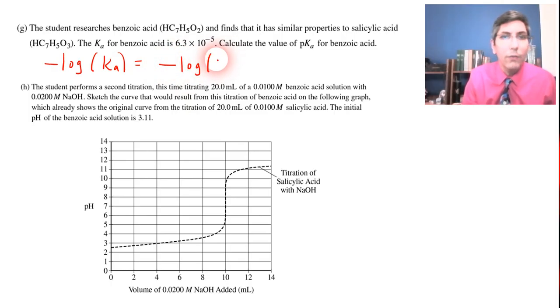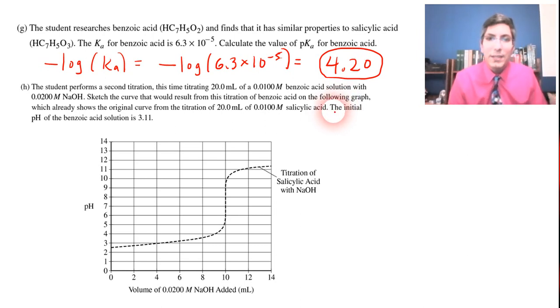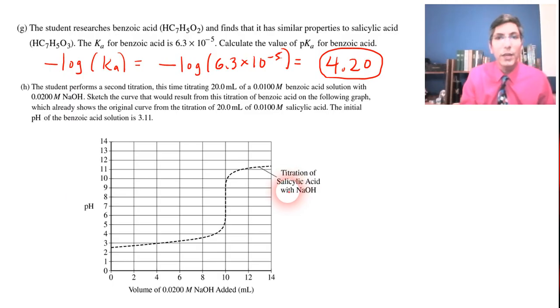So negative log of 6.3 times 10 to the negative fifth. You calculate that. Looks like the pKa is 4.20. 4.20 is your pKa. Okay. So now for H, we have a slightly different question. This time we're doing a similar titration as in the last titration curve, except instead of salicylic acid, we're doing benzoic acid.